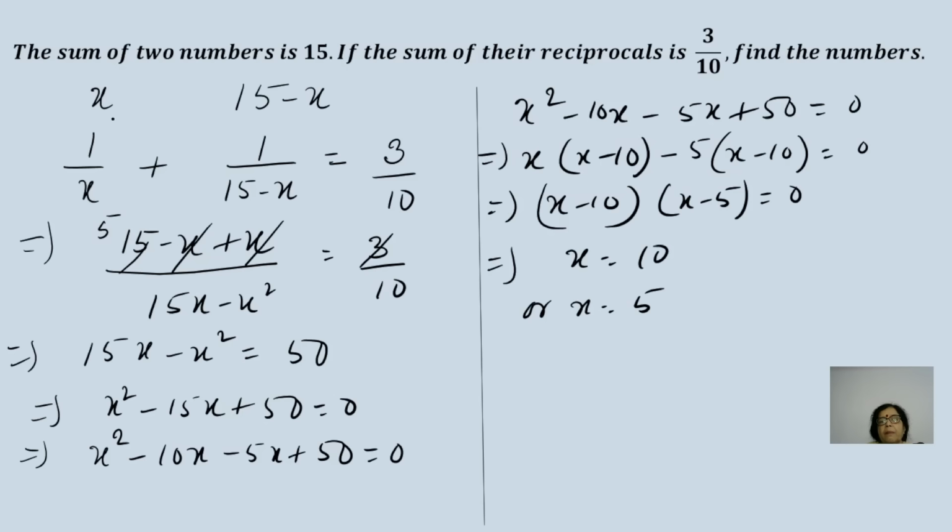Now, both are possibilities. If we take the first number x as 10, the second number will be 15 minus 10, that is 5. And if we take x as 5, the second number 15 minus 5 is equal to 10. So, these are the solutions for this particular equation.